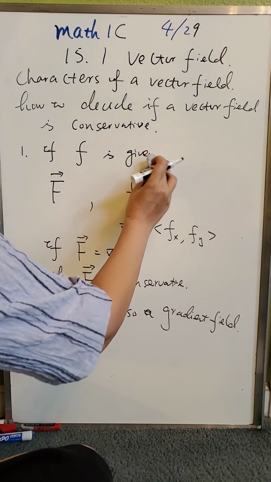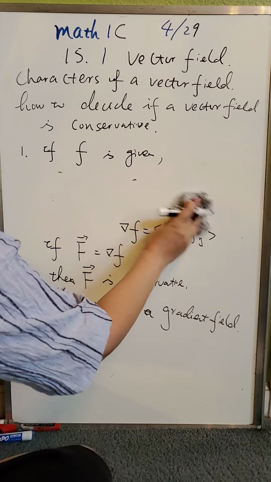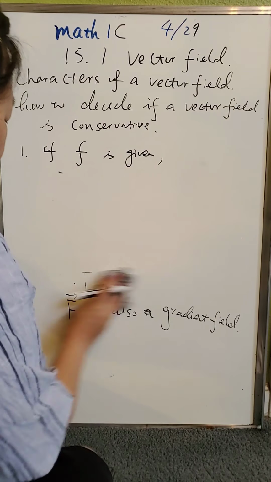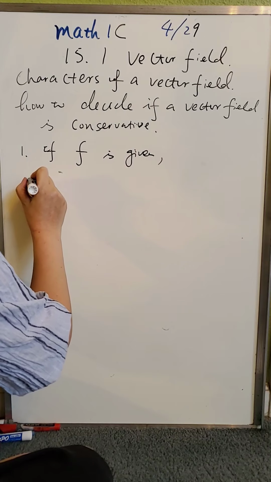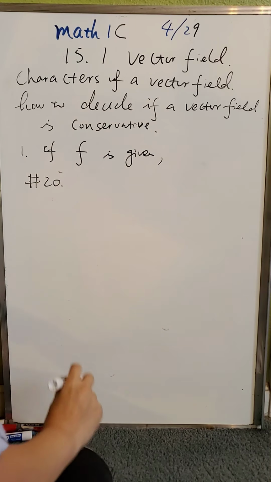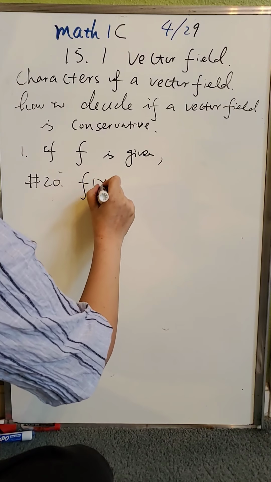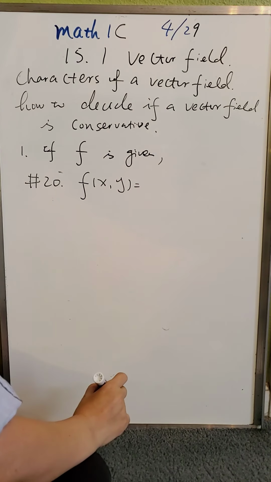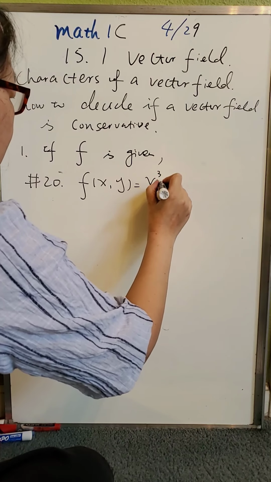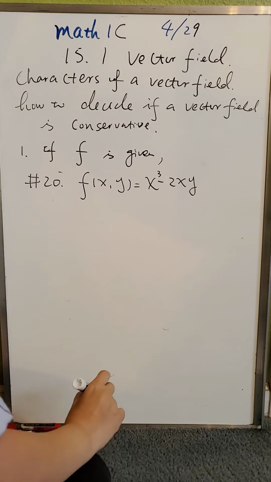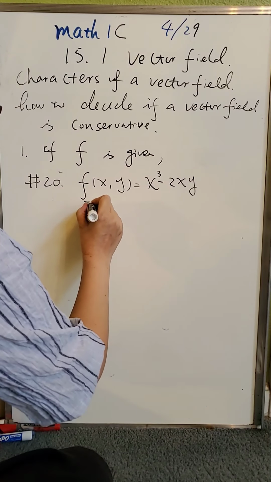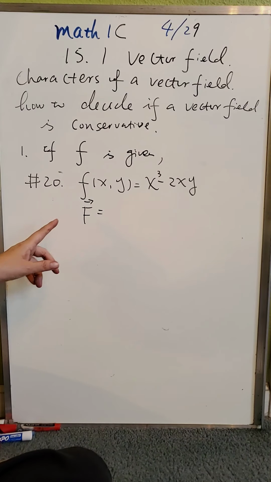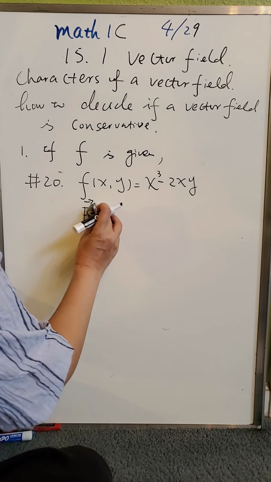If f is not given, then how do you do the problems? Oh, you know what? I'm going to show you an example first. Here's example number 20, problem number 20. You're given a function f(x, y) equal to x cubed minus 2xy. And they tell us F is conservative.